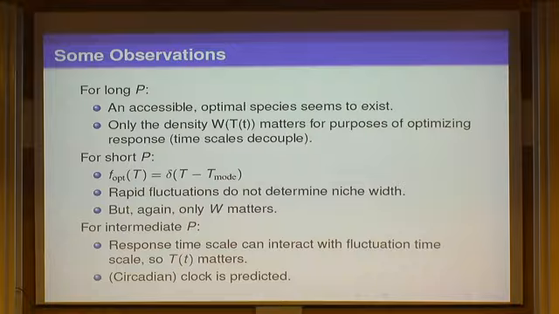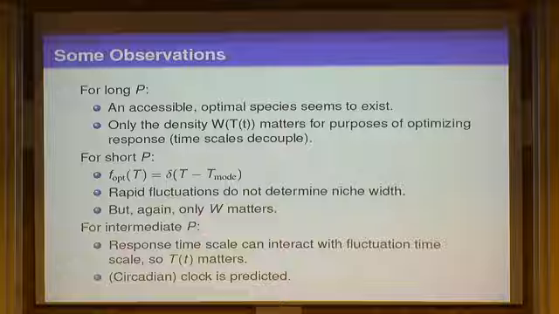So what happens in the short period is the environment fluctuates so fast that your species isn't able to react to it. It can't respond to it. It's too fast. It doesn't really see the fluctuations. So what it should do is just sit on the most common environmental condition, so put all of its effort there. Of course, that's not realistic, but what this is saying is that rapid fluctuations don't determine the niche width here. Again, notice only the density matters, not the details of how you do this. And it's the same reason, mathematically speaking: the periods are so far apart that they can't see each other.